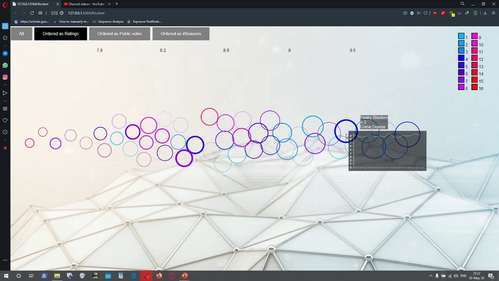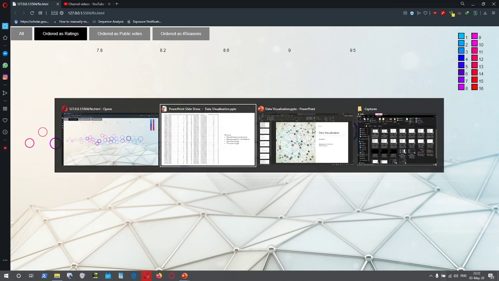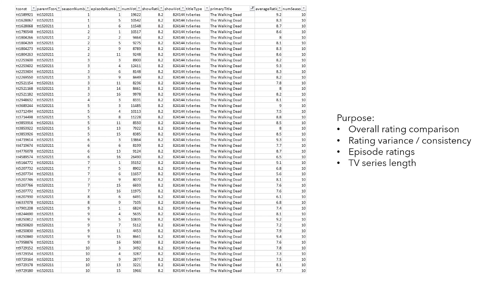Another example we can take is Game of Thrones. Here there were big spikes in the show. Another case is Fargo. I did not actually know about this show before, but as we made this visualization, I saw that this seems like a very good show. So we have covered four purposes of the visualization: rating comparison by radius, rating variance by thickness of the circles, episode ratings by trends once you hover over them, and length of the TV series by seasons.